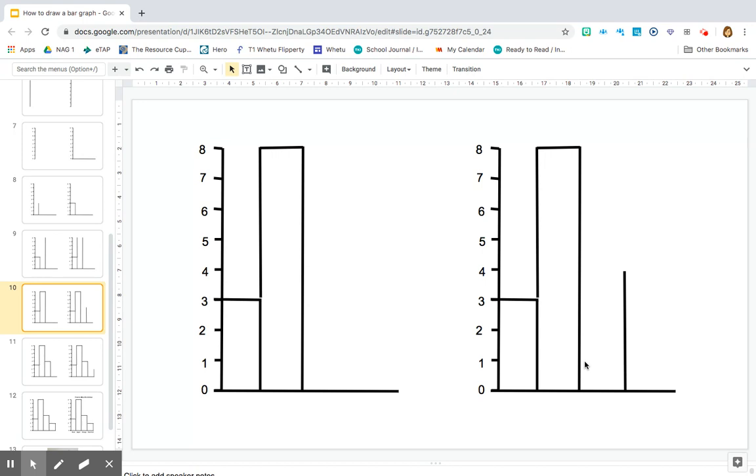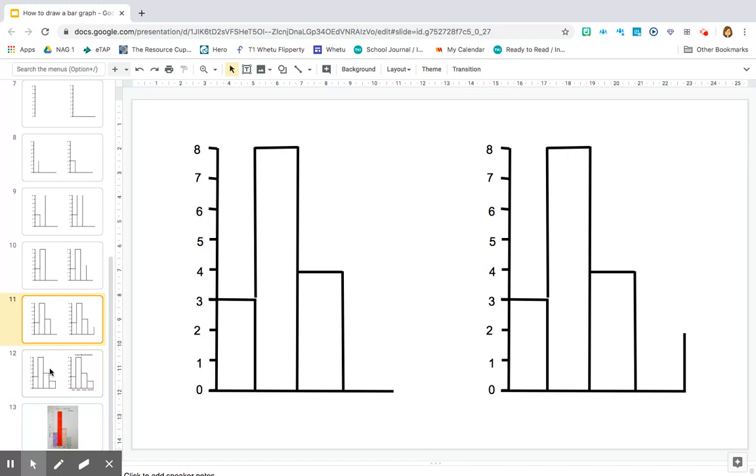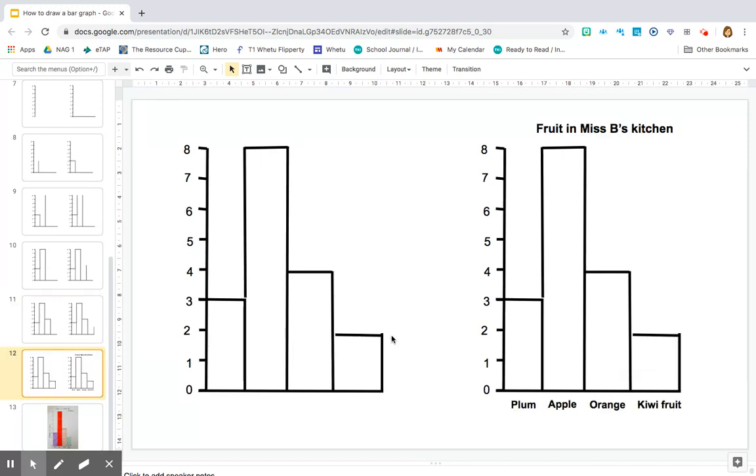Let's do the third bar, which is oranges of 4. I draw a line up to the same length as 4. Then I put a top on it. And finally, I draw in my kiwi fruit, which I have 2 of. So I draw my line up the side, which makes 2, and put a top on it.